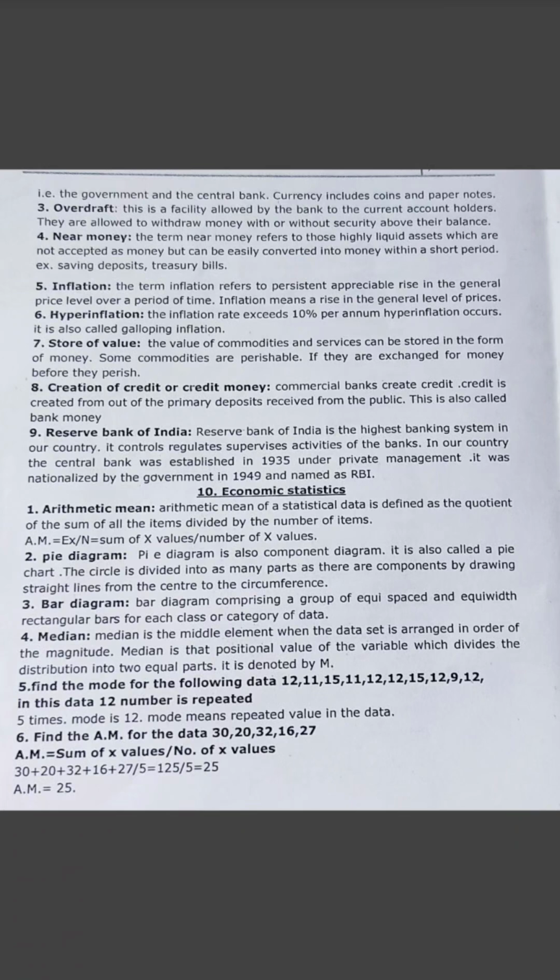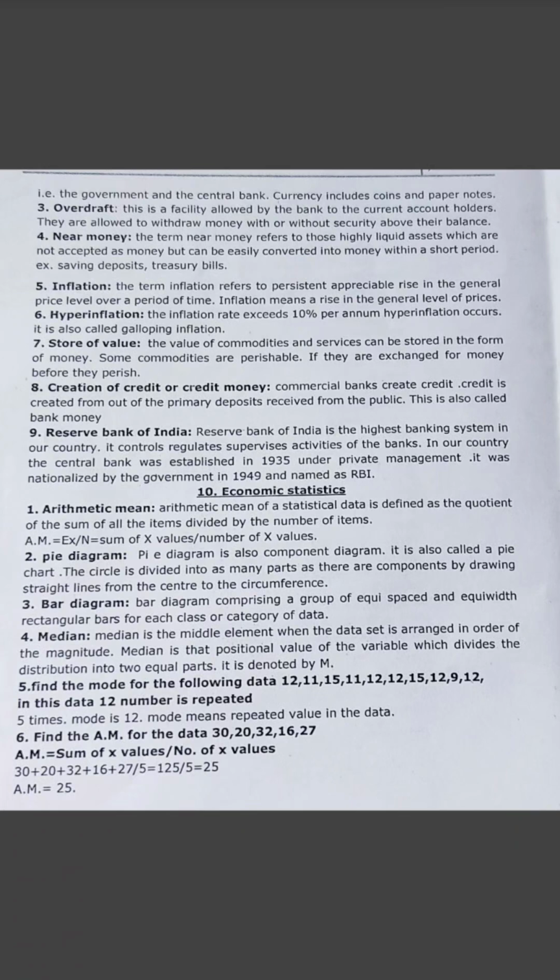Creation of money or credit money. Commercial banks create credit. Credit is created out of the primary deposits received from the public. They are also called bank money. Reserve Bank of India. Reserve Bank of India is the highest banking institution in our country. It controls, regulates and supervises the activities of the banks. In our country, the central bank was established in 1935 under private management. It was nationalized by the government in 1949 and named RBI.